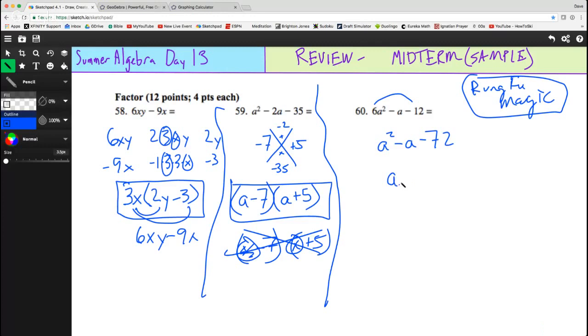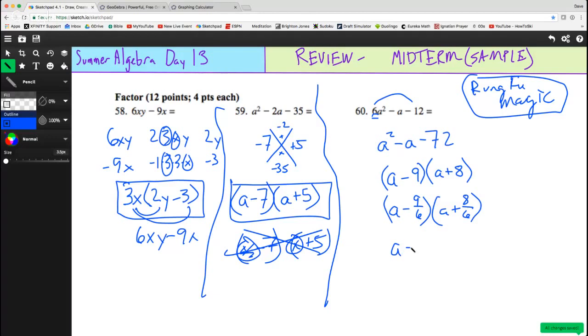And remember, in day number 12, I think I taught you this, or maybe it was day 11 at the end. So that's a minus 9, a plus 8. That's how you factor this. And now the next thing you do is you divide both of these guys by 6. (a minus 9 over 6) times (a plus 8 over 6). Now you simplify and you get a minus 3 halves and a plus 4 over 3.